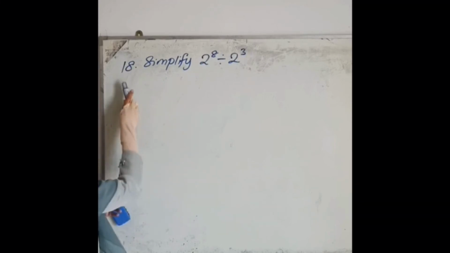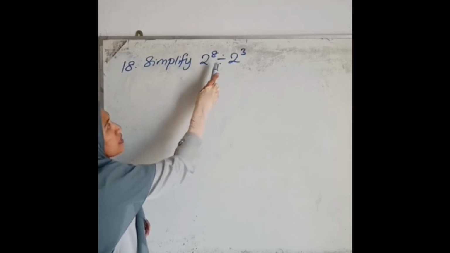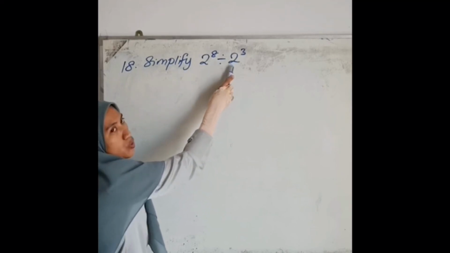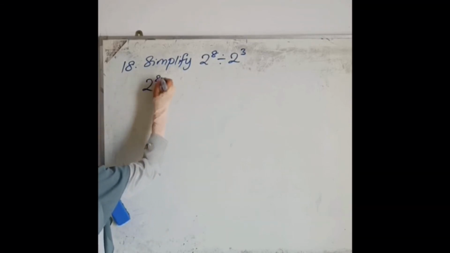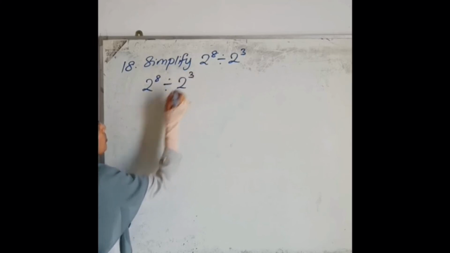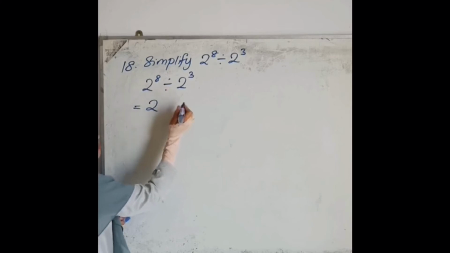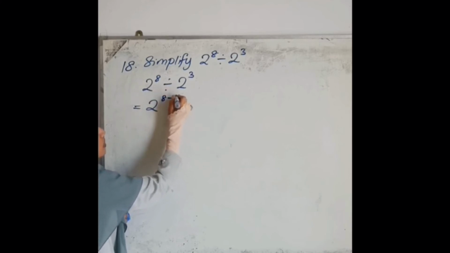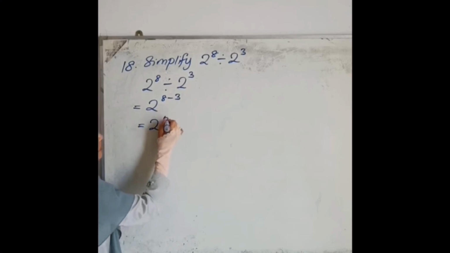Okay, number 18. Simplify 2 to the power of 8 divided by 2 cube. Okay, so by using the second law, same base, the index we can subtract. So 8 minus 3. So the answer is 2 to the power of 5.